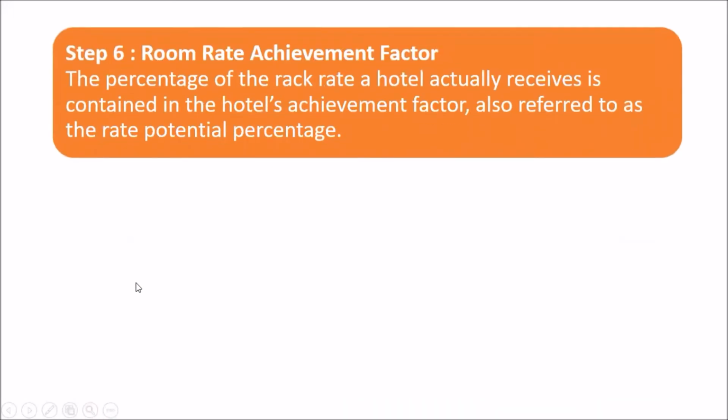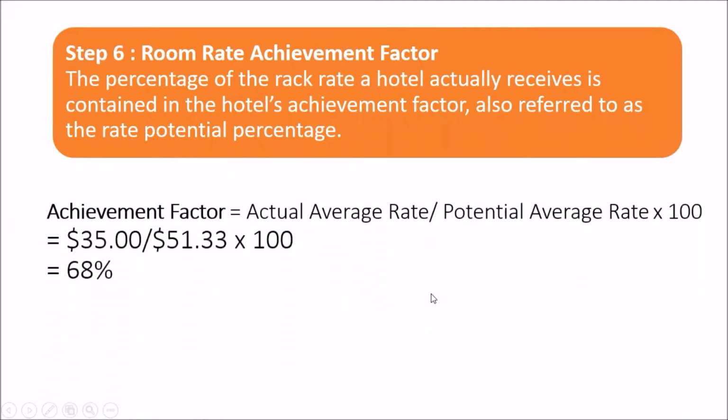Step 6, room rate achievement factor. The percentage of the rack rate a hotel actually receives is contained in the hotel's achievement factor, which is also referred to as the room rate potential percentage. Achievement factor is equal to actual average rate upon potential average rate, multiplied by 100. When we put the figures into the formula, $35 is the actual average rate which has been provided in the scenario, and the potential average rate we just calculated in the previous step is $51.33. When you multiply this by 100, it gives you the achievement factor percentage, which is 68%.